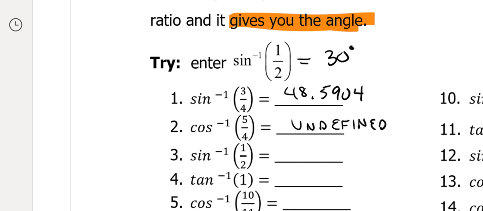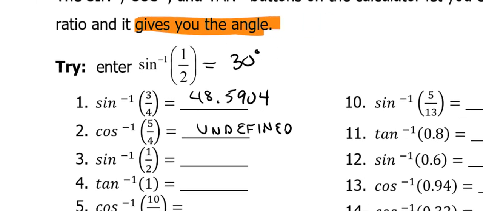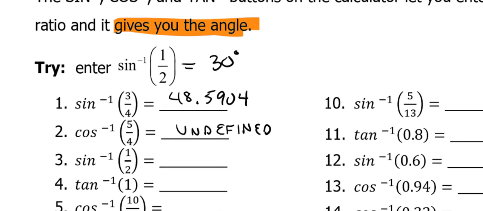So that's it for this video. By now, you should know how to punch the buttons to find any angle given a ratio on a right triangle. A ratio, remember, is just two sides. It's a fraction. Sometimes, like in number 11, it might be a decimal. That's okay. You just do the same thing. That'll give you the angle, and you'll be able to rock that out. Just be careful. Make sure you're in degree mode.